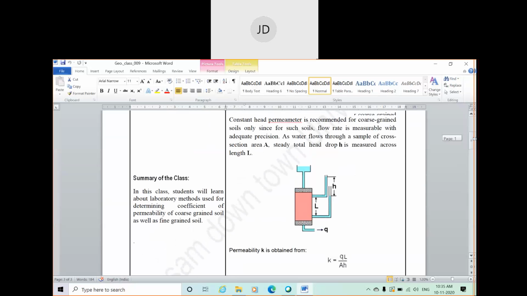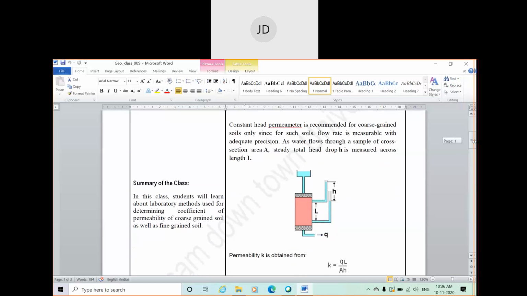So here you can see the diagram. A simple line diagram is shown here for more clarity of the constant head test. So what we do in the constant head permeability test: a pre-decided soil sample of known length and known cross-sectional area. This L is the length of the sample, and the cross-sectional area, which we cannot see, is capital A. It is in a perpendicular direction.